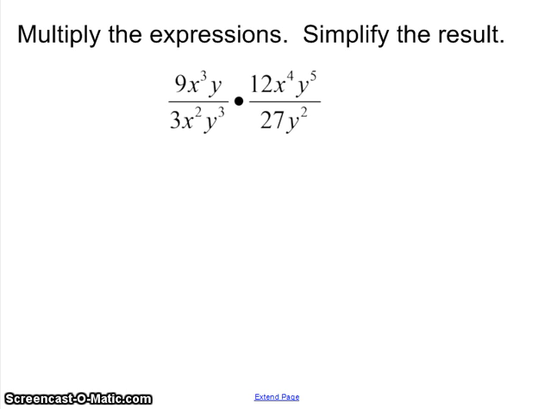Again, I would recommend that you pause the video, see if you can try this by yourself, and then check your work with mine.